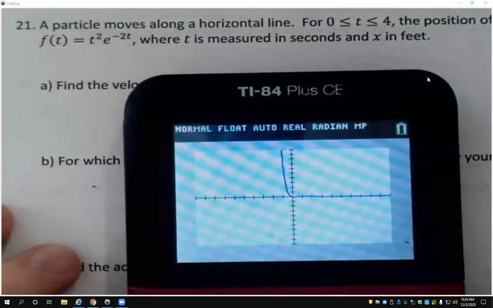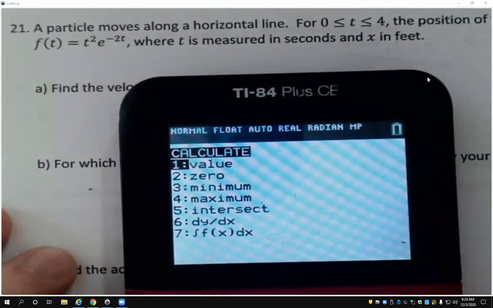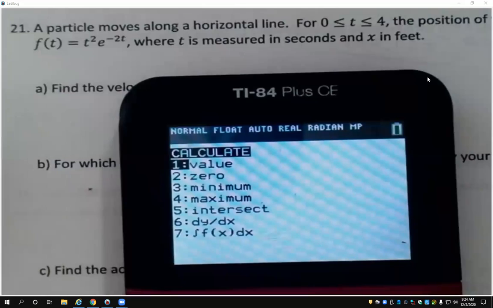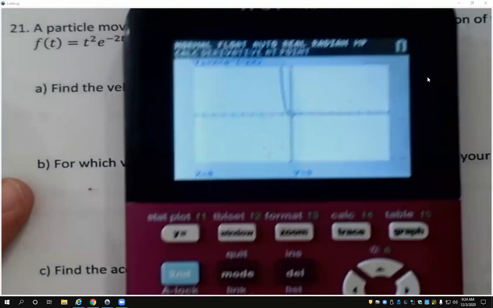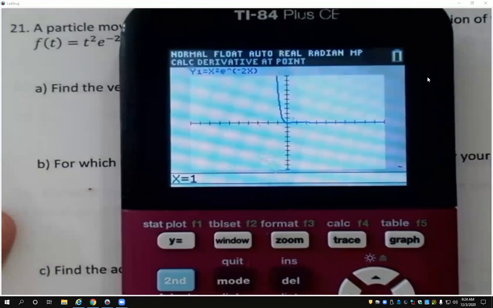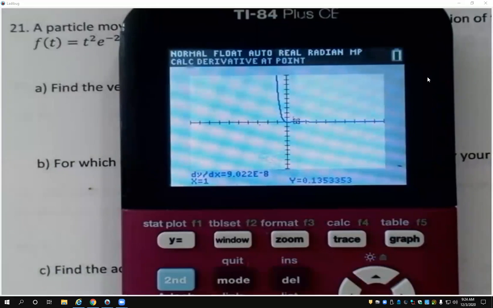So I'm going to go to second trace, option 6, which is derivative. When I get back to my screen, I type in the point where I want the derivative, and it's at 1. So I type in 1, and it spits out the answer. It's 9.022 e to the negative 8.